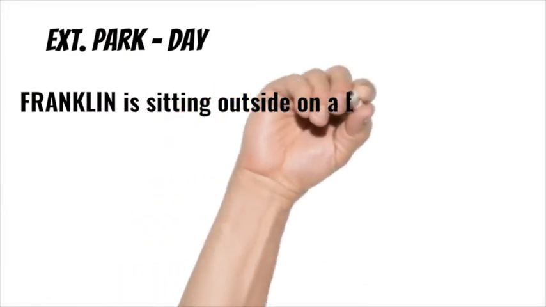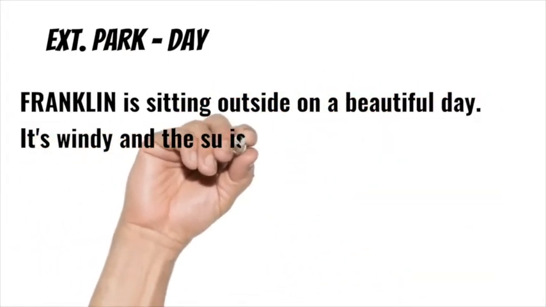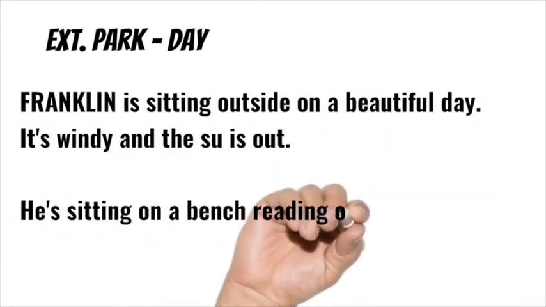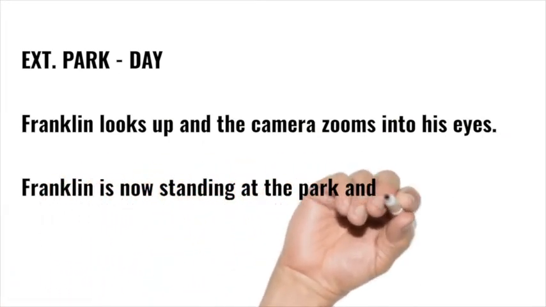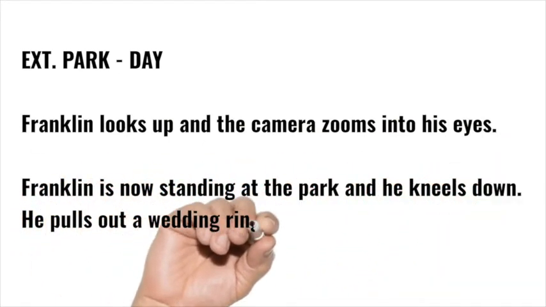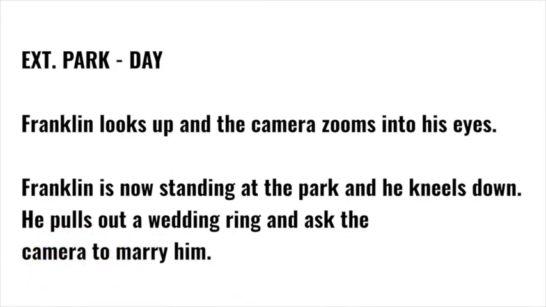All right, so let's just jump right into it. It's going to take place at the park. Let's start off with Franklin sitting down. It's a beautiful day, and he's reading in the notebook, and he looks really sad. And then let's go to him looking up at the camera, right, for the transition, and now he's standing up, and he kneels down to propose to get him all in the happy moment so you understand the story.